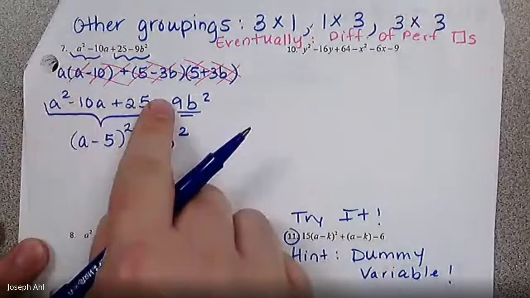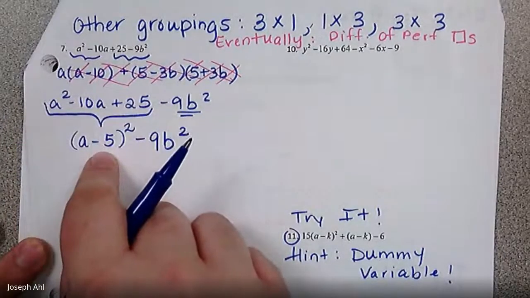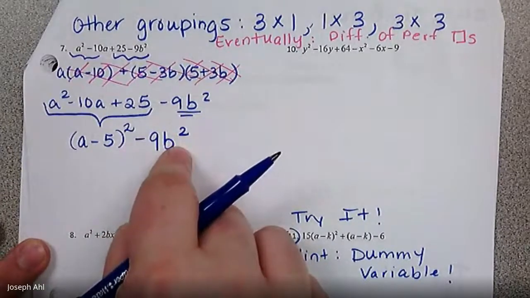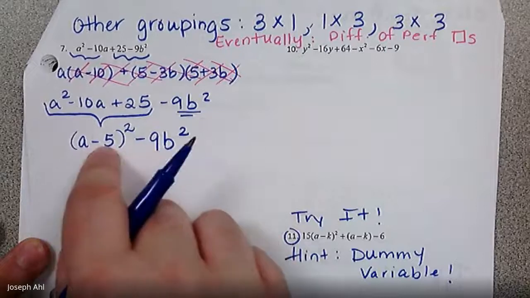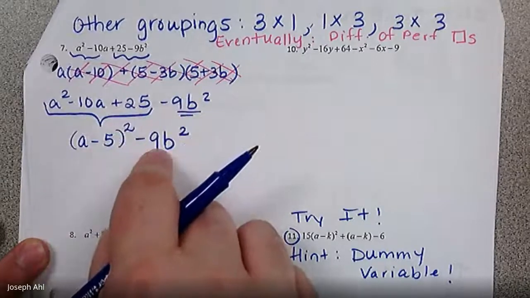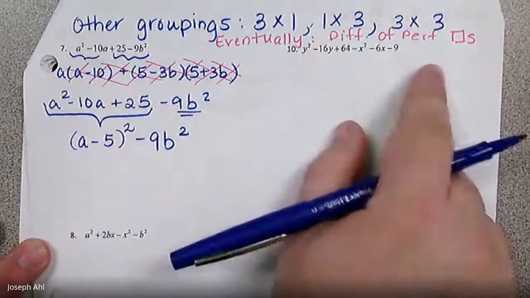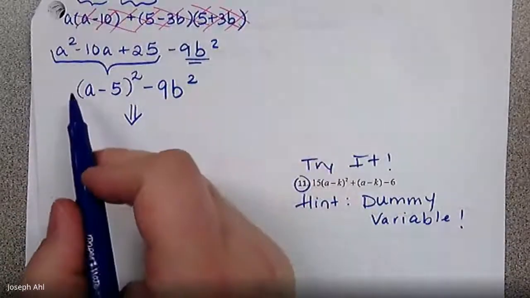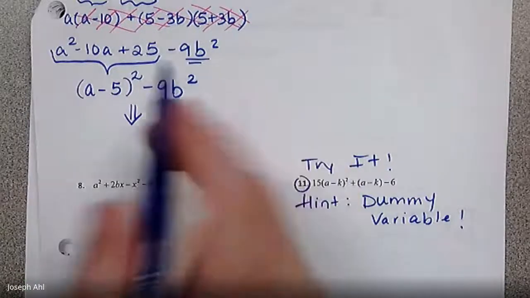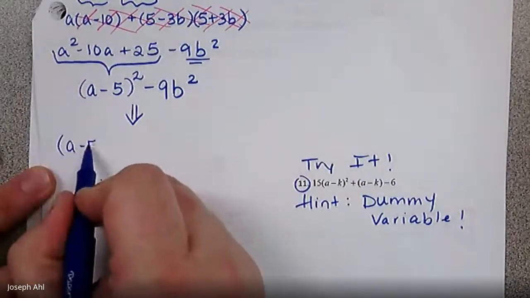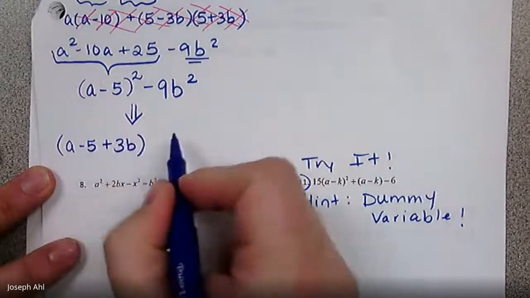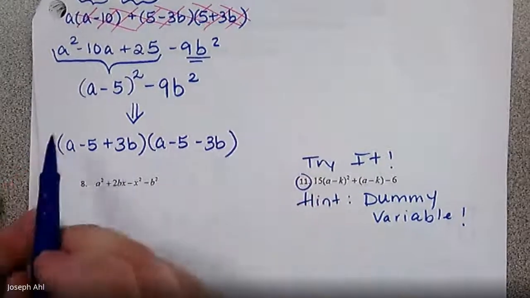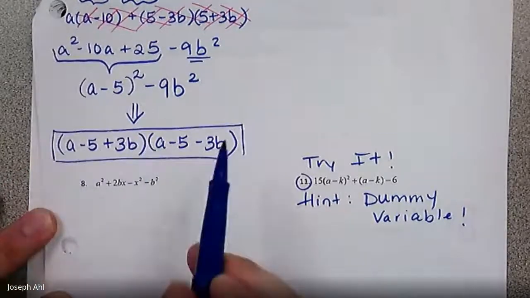So when I group those first 3 together, it becomes this perfect square, minus 9b squared, which is also a perfect square. And then, even though we've done some factoring here, we're not done. We now have to do the difference of perfect squares. So from there, think about taking the square root of each of these. You would get a minus 5 plus 3b, and then a minus 5 minus 3b. This is the final answer.